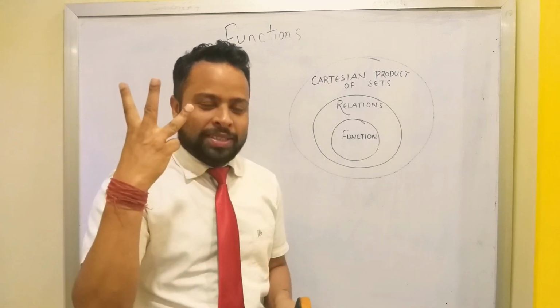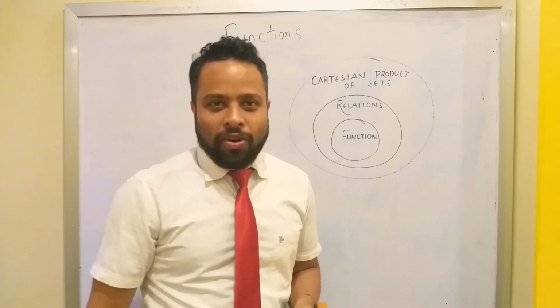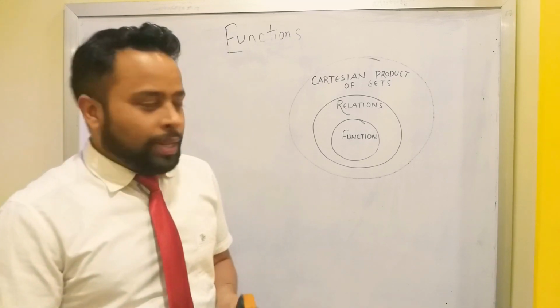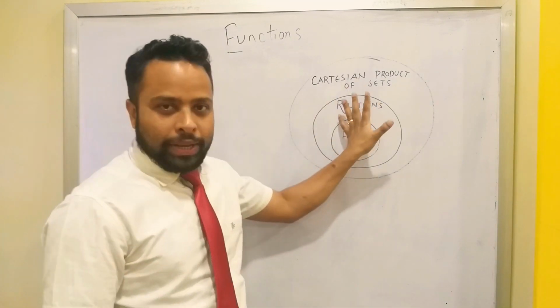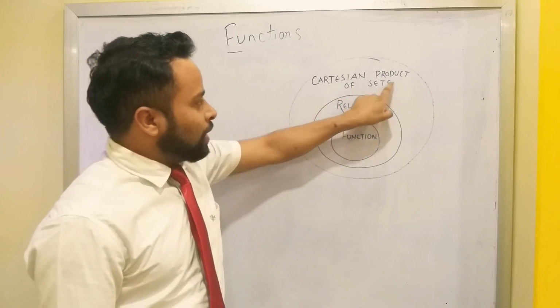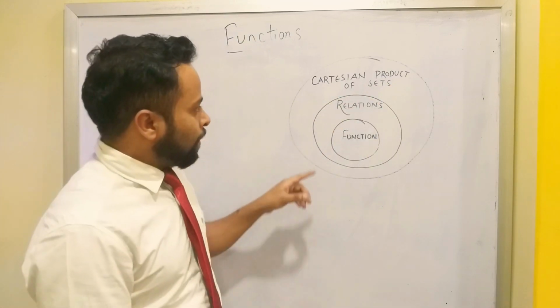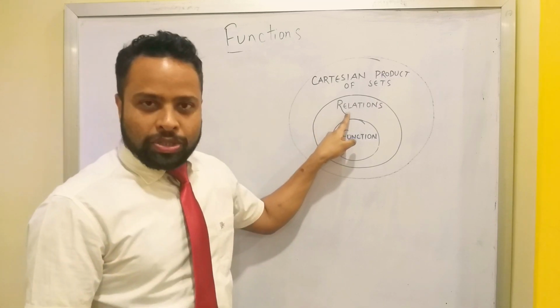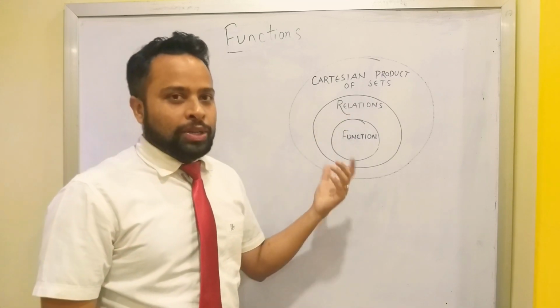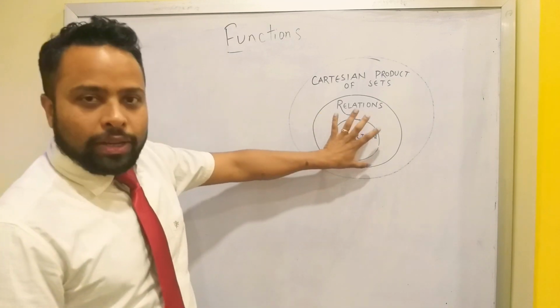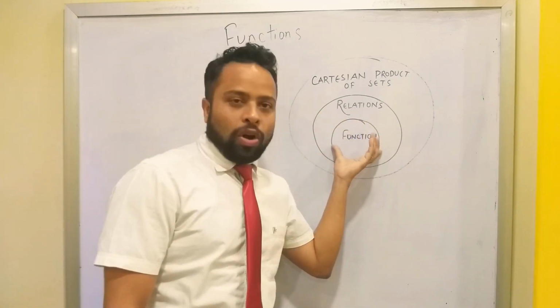Do you know what this is? Day 3 online classes 2020. Today you can see what I have drawn here. This is the Cartesian product of sets with which we started our day 1. Then came relations, which we continued till last class. And today we are on a topic called functions.